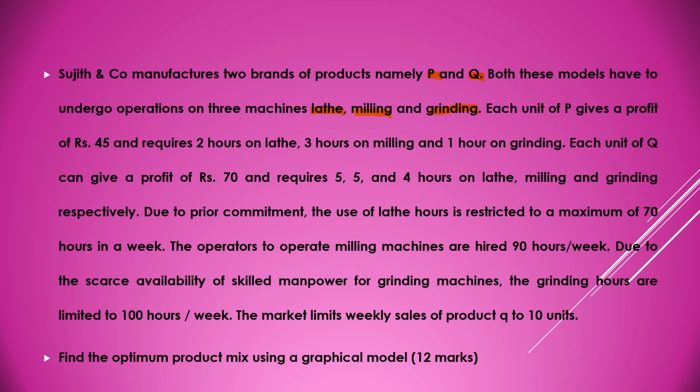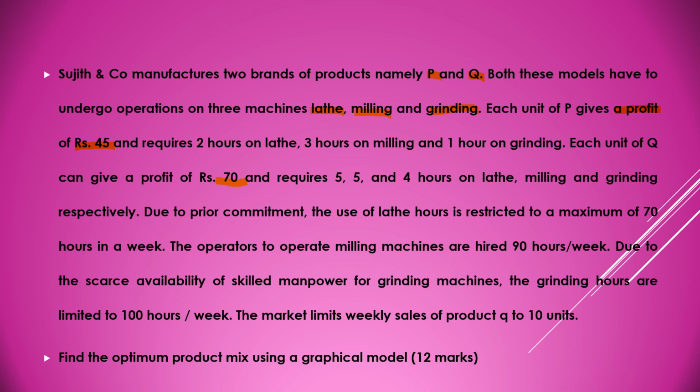So when you are going through this question, you can see they are focusing on the profit. P's profit is 45, whereas Q's profit is 70. So you can see three machines: lathe, milling and grinding. So we have to focus on whether there are any restrictions on these machines.